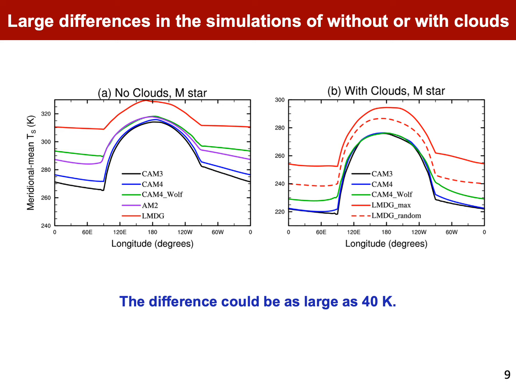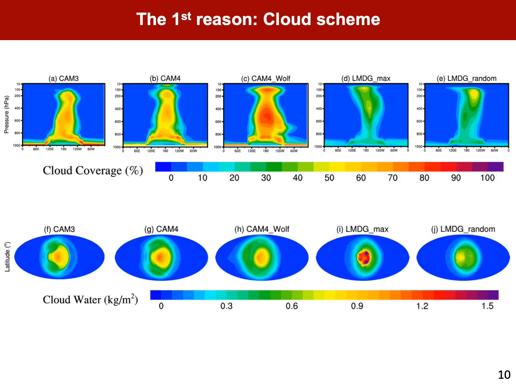When clouds are included in the simulation, the right panel, the difference between the models is also very large, especially between the CAM models and the LMDG models. There are several reasons for the difference between the models. The first reason is the difference in cloud schemes.